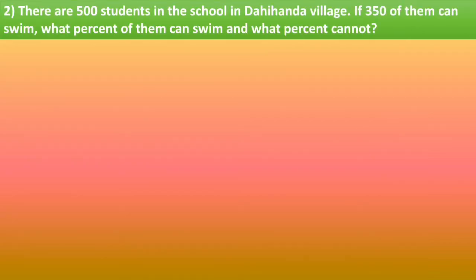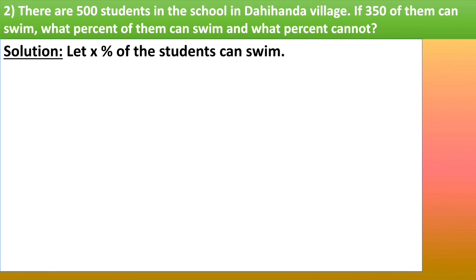Now children, question number 2 is given. There are 500 students in the school in the Ihanda village. If 350 of them can swim, what percent of them can swim and what percent cannot? We have to find both the percentages. How many students can swim and how much percentage of students cannot swim. So first of all, let x% of the students can swim. So x% means x upon 100 equal to, but it was given 350 can swim in water. It means 350 upon 500.